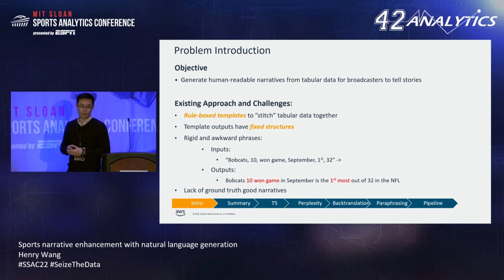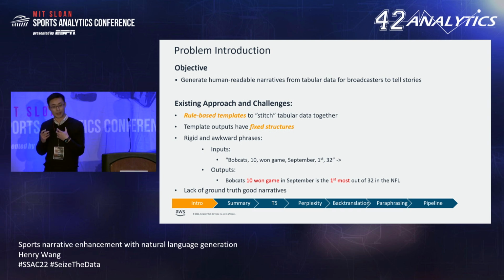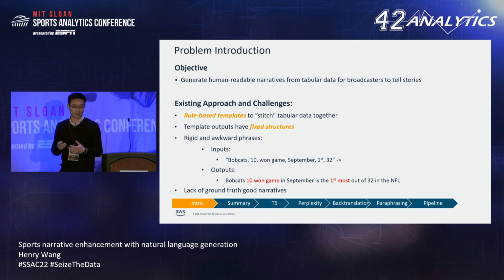So a rule-based template is usually applied to stitch all these tabular data together. The broadcasters have to maintain a large amount of templates as well, because there are different conditions, different situations, different stats, and different players all together. And they need to put all these tabular information together to form an output of a sentence. And these are usually a fixed structure sentence because it's rule-based, right?